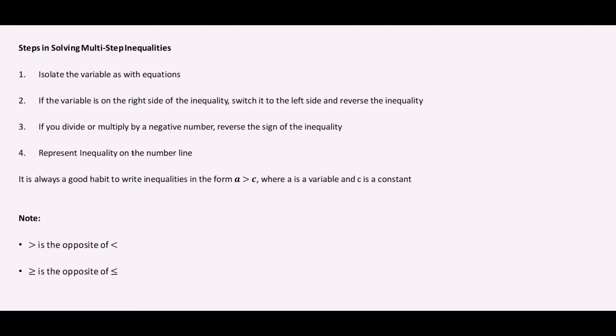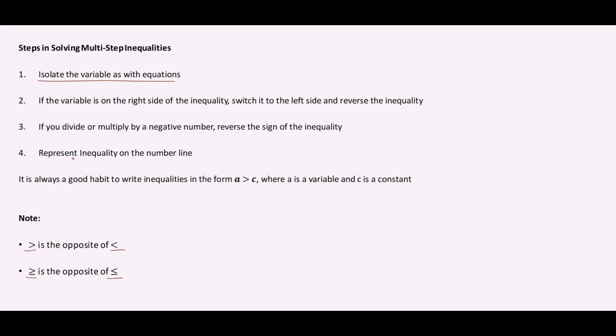So to solve multi-step inequalities, the first thing you want to do is isolate the variables like you do with equations. Then you want to solve the inequality. If the variable is on the right side of the inequality, you want to switch to the left side and you reverse. When you reverse the inequality, all that means is you change the sign. So if it's greater than, it becomes less than. If it's less than, it becomes greater than. If it's greater than or equal to, it becomes less than or equal to, and vice versa.